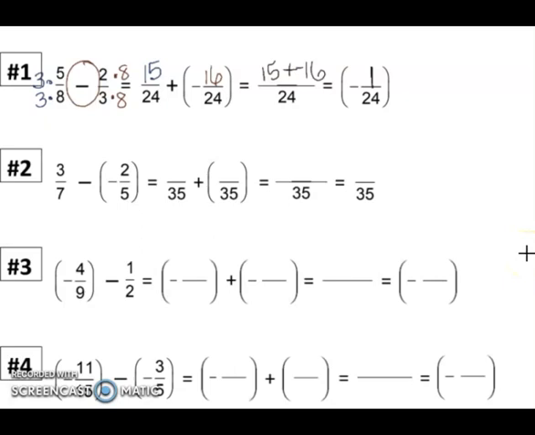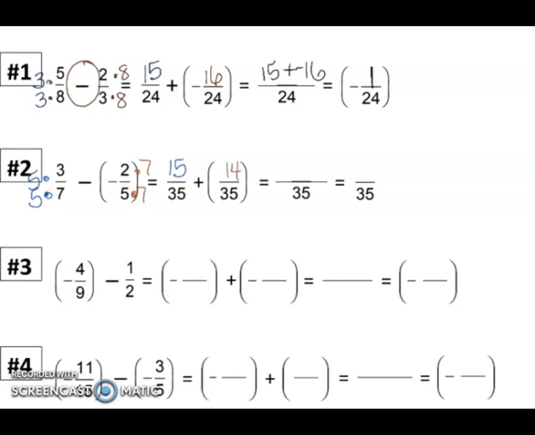Number 2, my common denominator is 35. I multiply the first one by 5, so this will be 15 over 35. Second fraction, I would multiply by 7, so this would be 14 over 35.